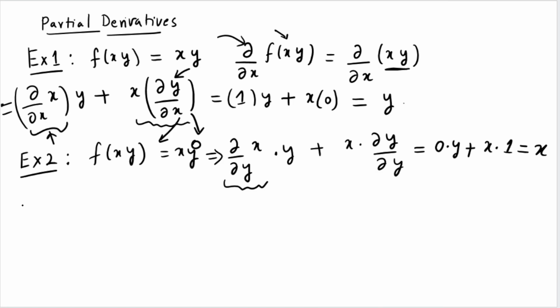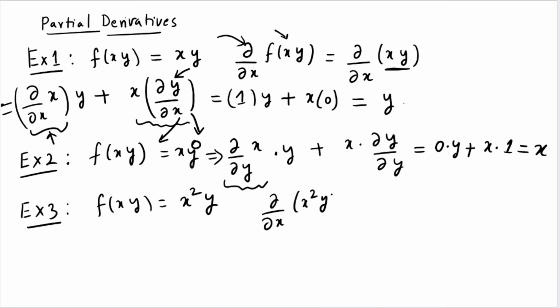Let's look at one more example. Example 3. f of xy. Now let us choose f of xy to be of the form x squared y. Now I want to take the derivative of f of xy with respect to x. So we can write it as ∂/∂x of x squared y, which once again using the product rule can be written as ∂x squared/∂x times y plus x squared ∂y/∂x.